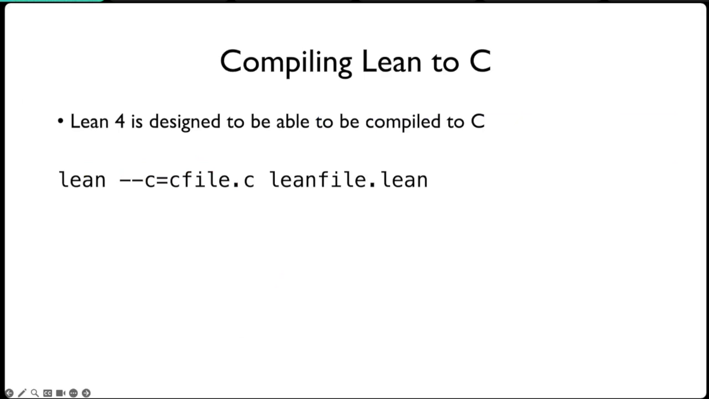Compiling Lean to C. Another little quick topic to cover. Here's just a simple line of code to turn Lean into a C file. lean --c equals, give the name of the C file that you want, and you give the name of the Lean file that you want.